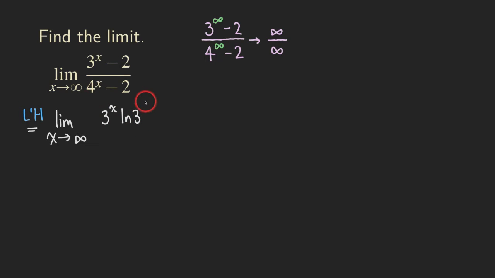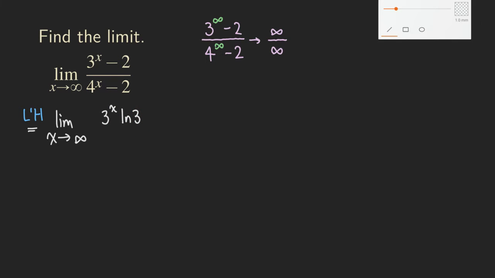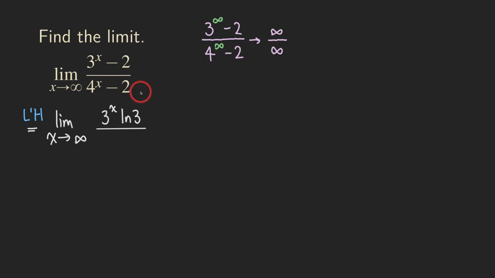Now, what about the bottom? We also need to differentiate the bottom. So the bottom would give you, what is that? The derivative of 4 to the x, which is 4 to the x, and then times ln of 4. Okay, so again, the minus 2 will disappear when we differentiate that. And yeah, so you may say this is still infinity over infinity when you let x approach infinity, right?